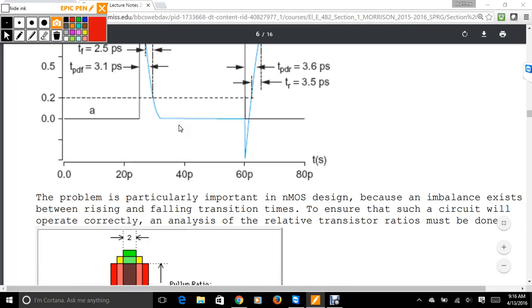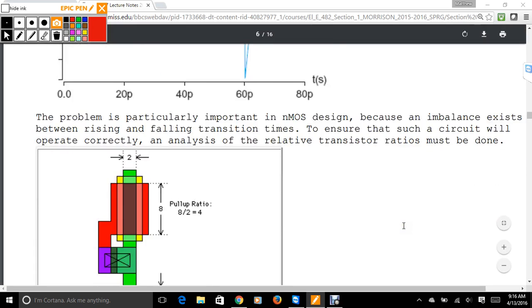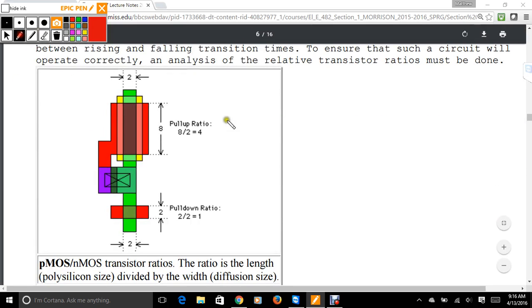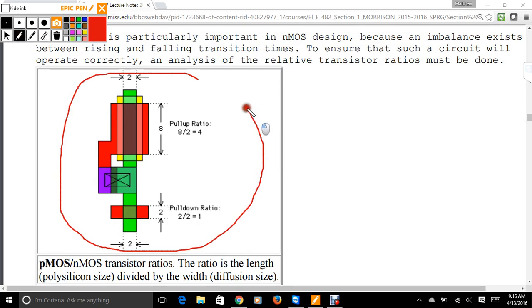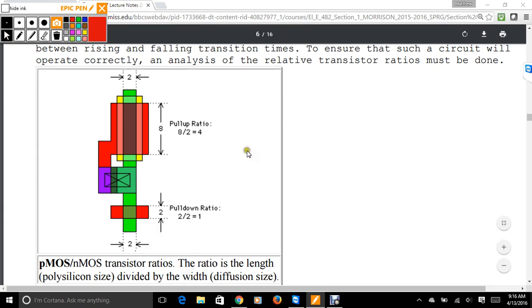With the imbalance between rising and falling times, to ensure a circuit will operate correctly, analysis of the relative transistor sizes must be done. So here, this is a layout of a classic inverter, right? In this case, we'd worry about the diffusion size. It's 8 to 4. And here we're trying to make sure that we have some sort of constraint where it's not just the normal 2 to 1, right? It's driving some other circuit. So here we have our input, and our output is driving something else. So as a result, we have to make it 4 to 1.